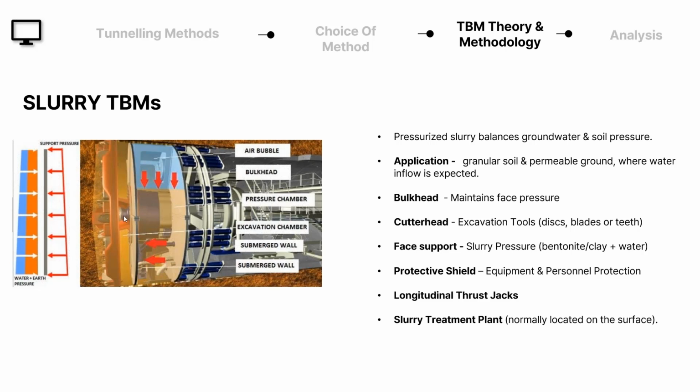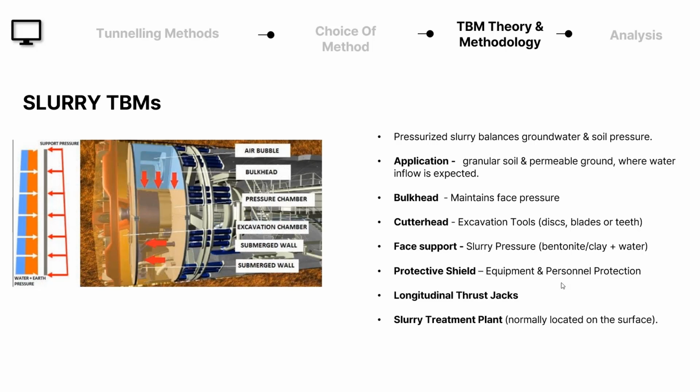So if we break down certain salient features of the slurry TBMs, the application is in granular soil and permeable ground where water inflow is expected. Since the soil is granular, the permeability will be quite high. Then the important parts are as follows. The bulkhead maintains the face pressure. Then the cutter head is in direct contact with the soil, which has all the cutting tools embedded into it. The face support is done by slurry pressure.